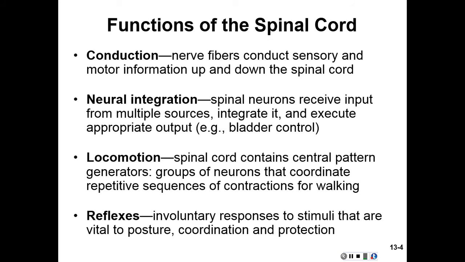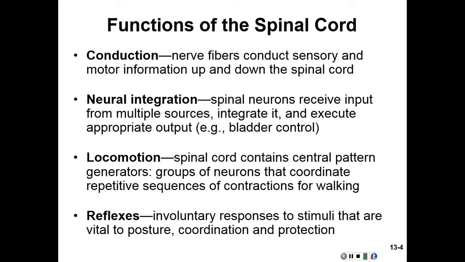When we look at some of the functions, conduction, that's the transmission of that nerve impulse either up or down the spinal cord. Now remember, sensory information travels along the ascending tracts into the spinal cord. Your motor response travels down the spinal cord. Remember, you have afferent and efferent. Afferent are the sensory fibers that bring sensory information into the central nervous system. And your efferent, these are your motor fibers that carry information out of the spinal cord.